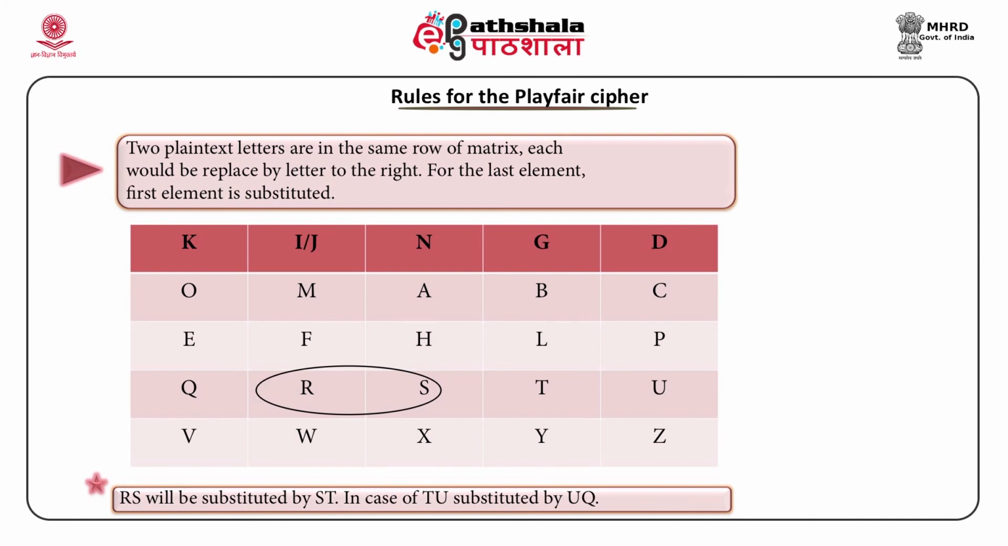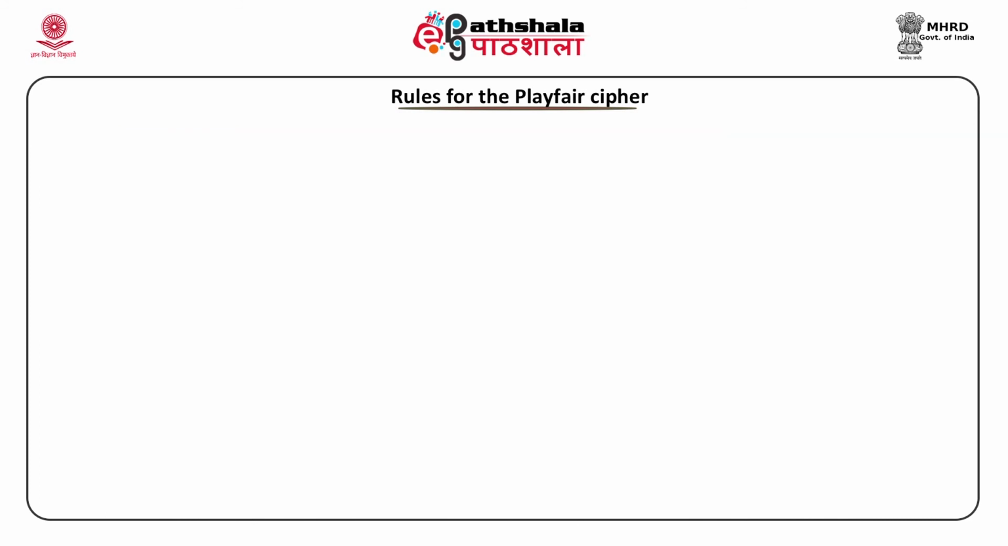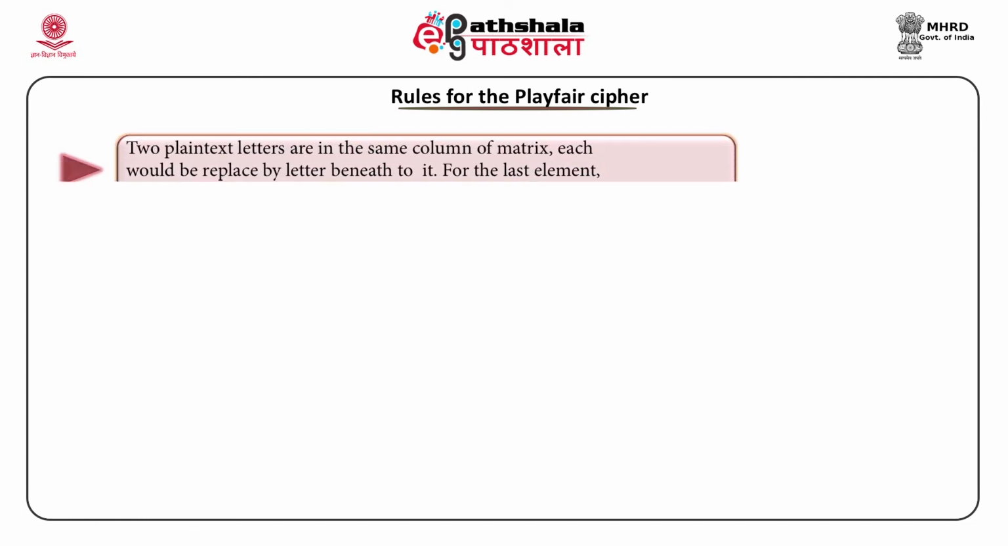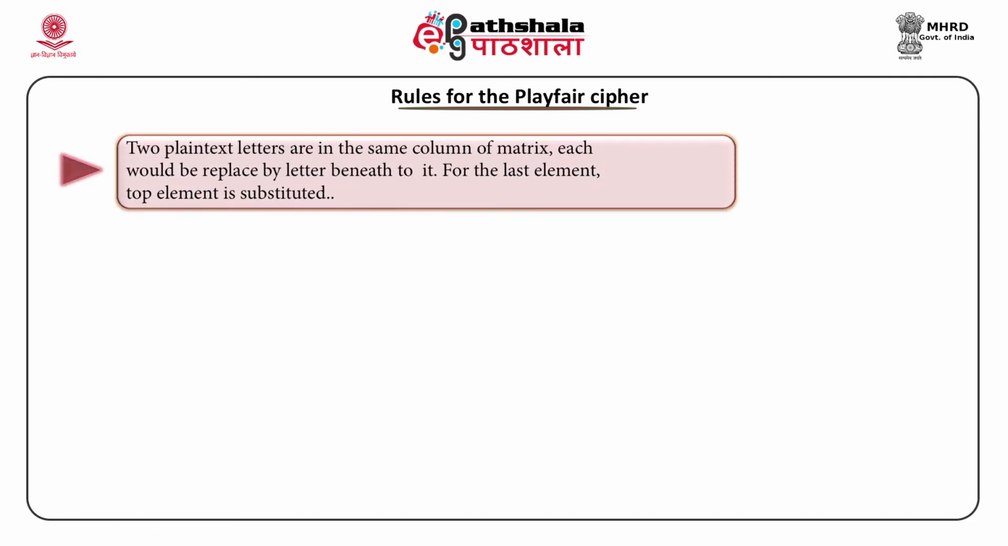But if you talk about T, U, T would be substituted by U, but if you want to check U, who should be substituted for U, you have to cycle and go to the first element of the row, that is Q. So, this is a third rule for substituting when the two plain text letters are in the same row. The next case is when the two plain text letters are in the same column, how would you proceed?